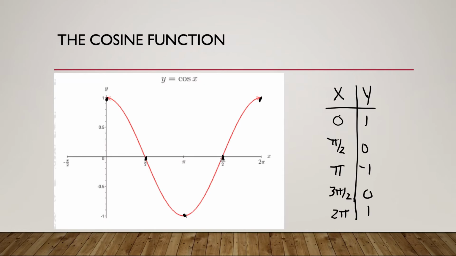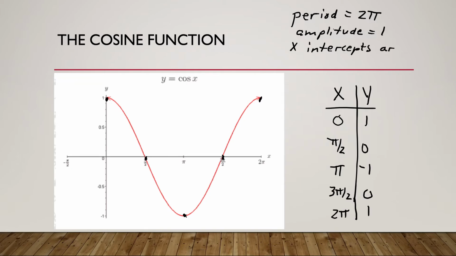All right, we talked about how the period of the cosine graph is still 2 pi, just like for the sine, and that the amplitude of the graph is still 1, just like for the sine. So those two things are the same. But the x-intercepts are different. Remember on the sine graph, the x-intercepts were at the first, third, and fifth points. On the cosine graph, the x-intercepts are at the second and the fourth points.